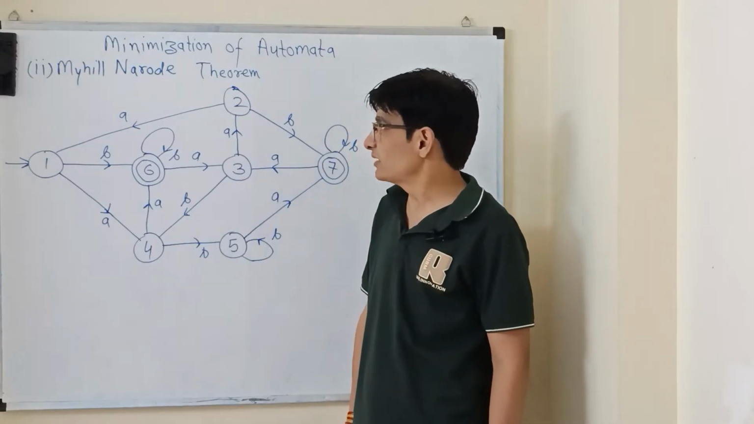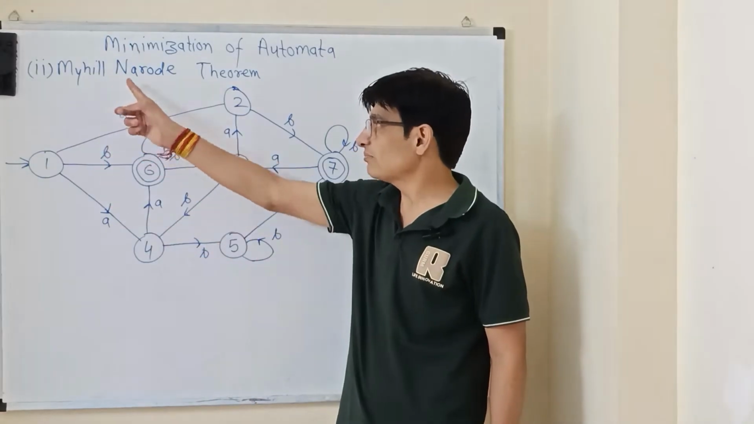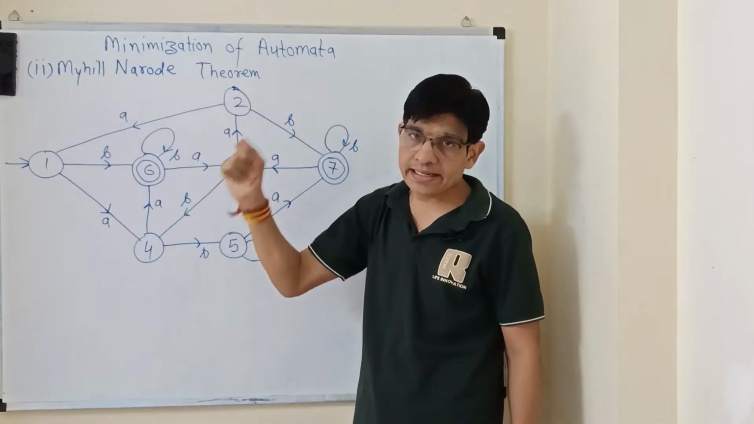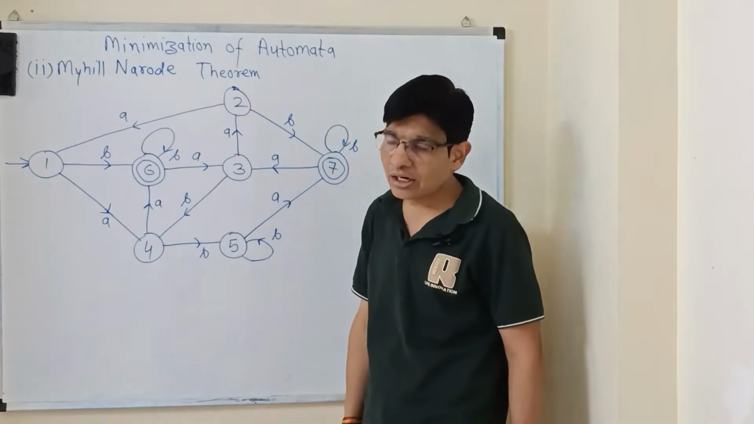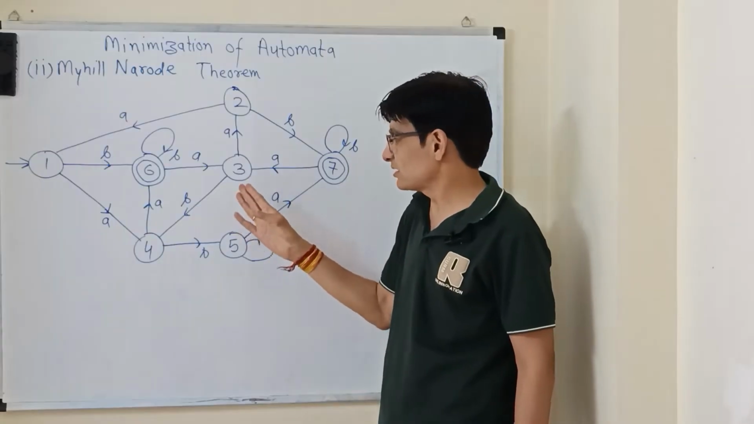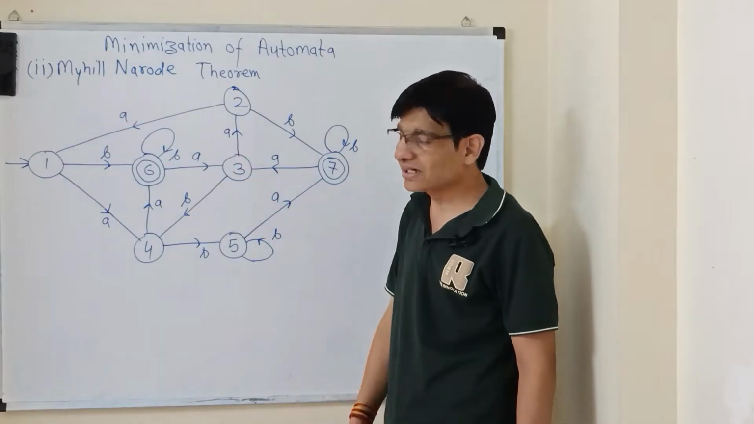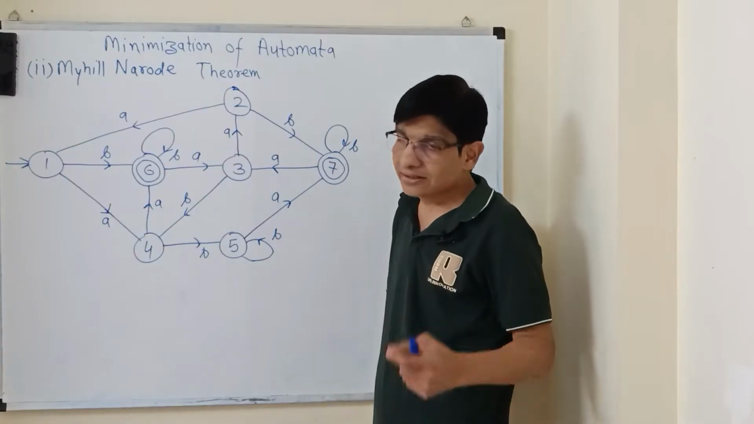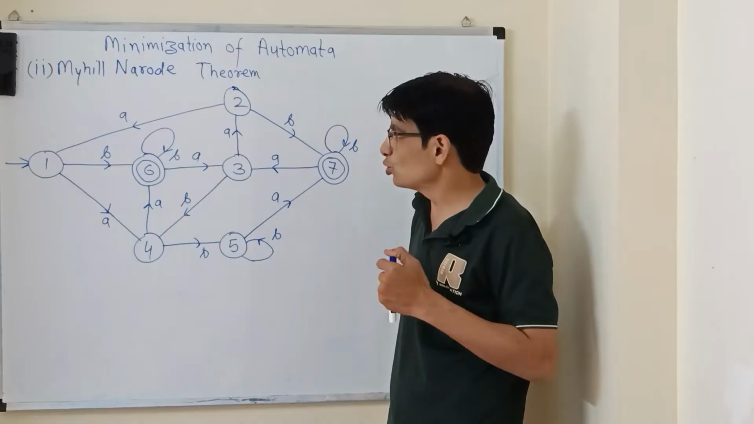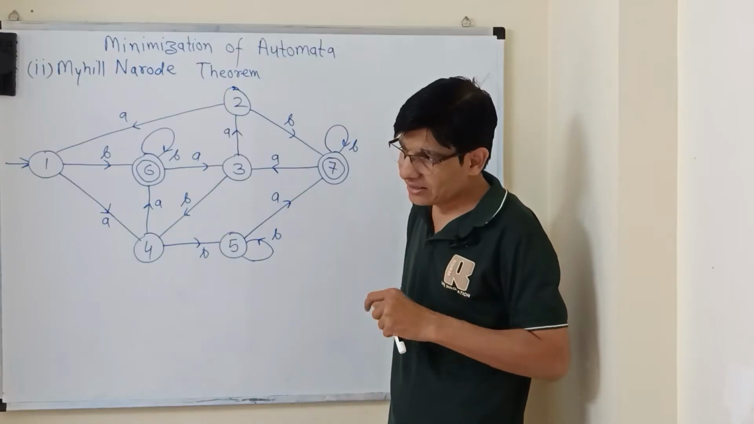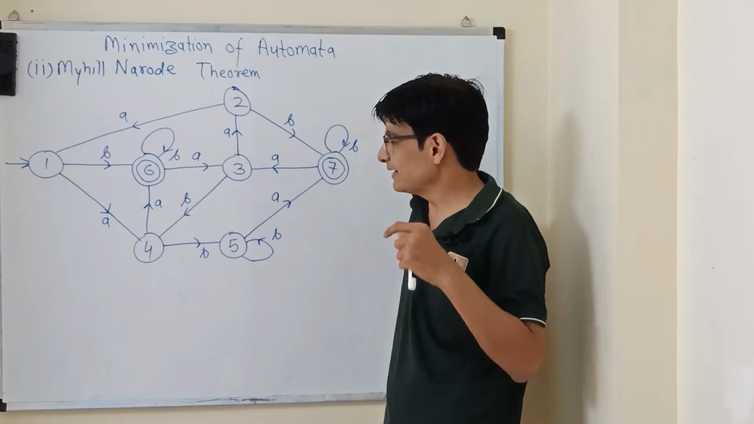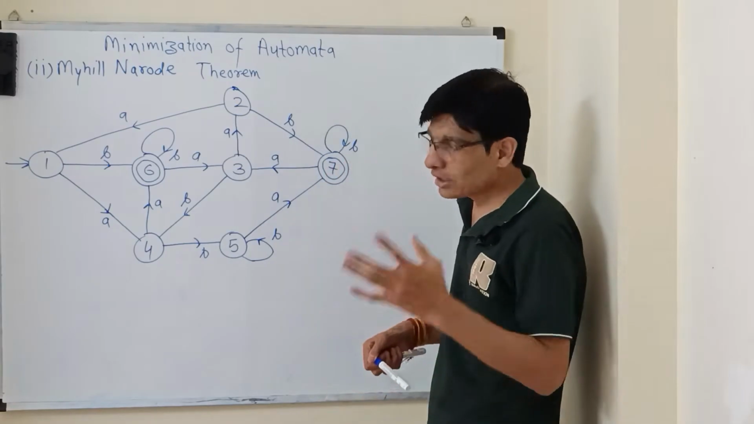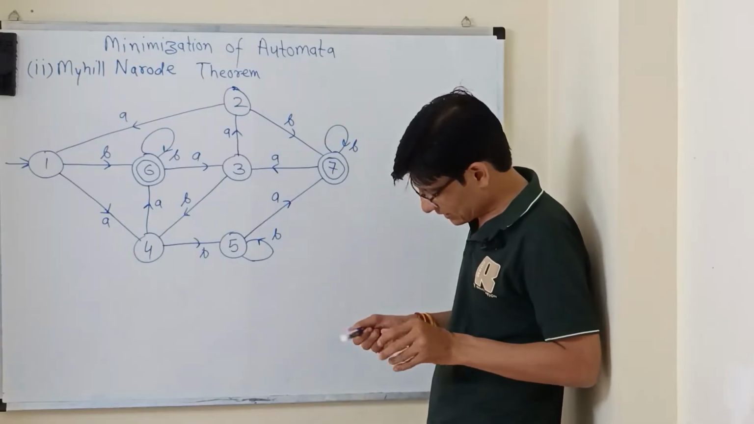So, in this lecture, we will see another method of minimizing DFA. This is the Myhill-Nerode Theorem, and we will discuss how to minimize any DFA using this method. First, I must tell you this is a table based method, and here we create one table and then we try to minimize the DFA using this table. Now I will tell you how it is done.